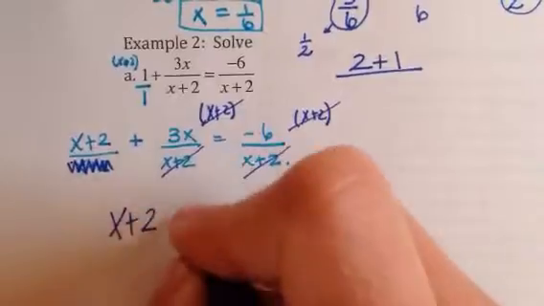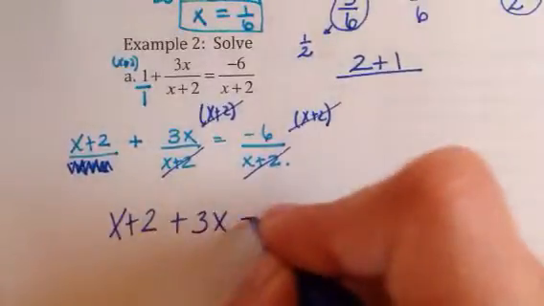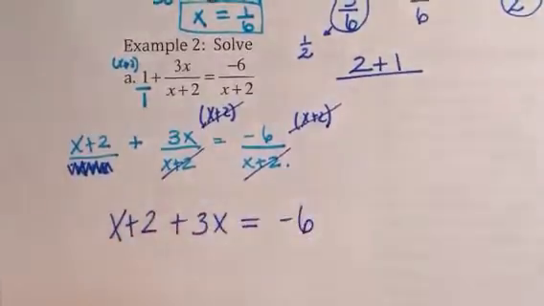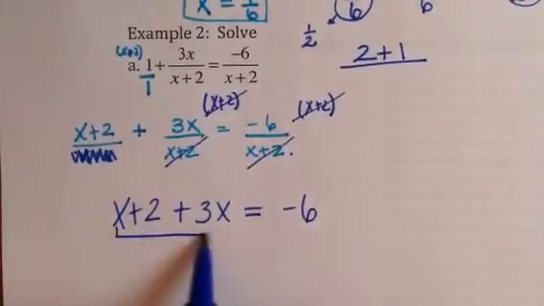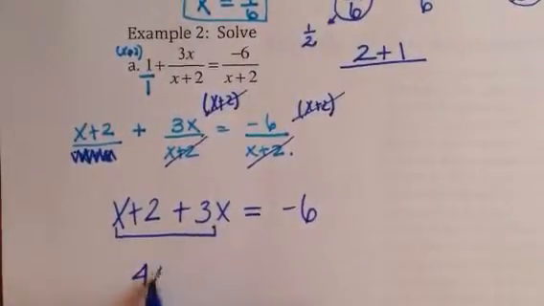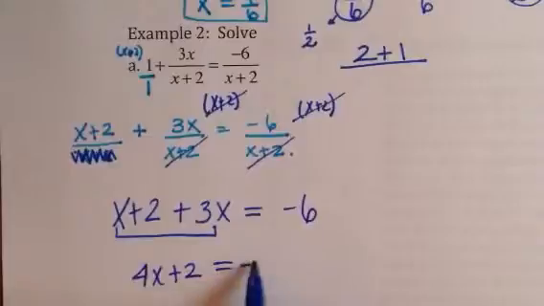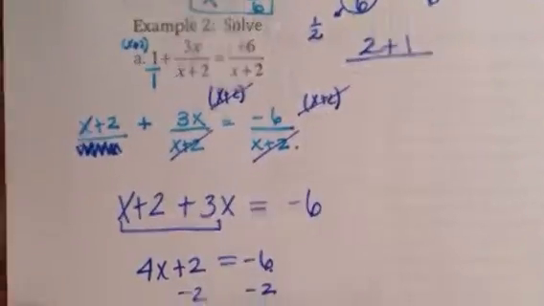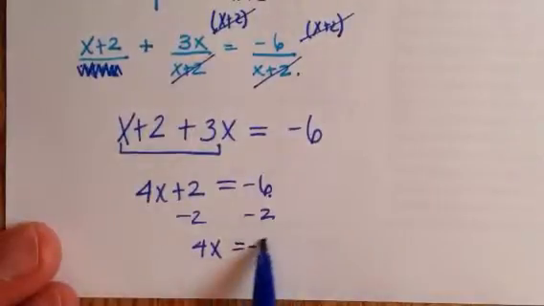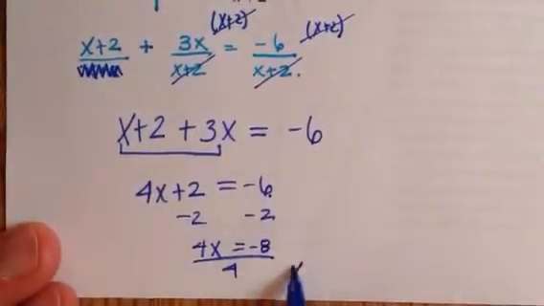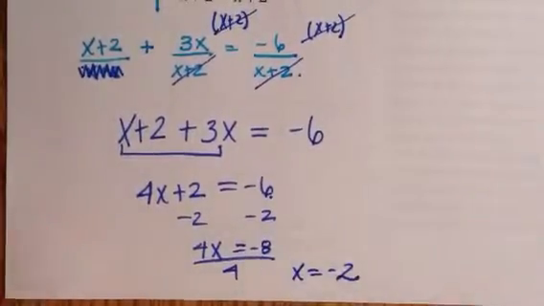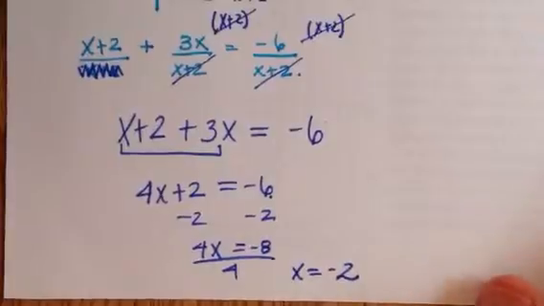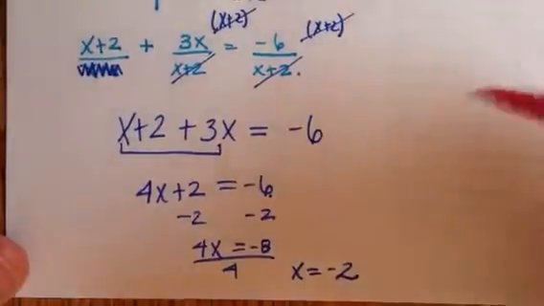So I have x plus 2 plus 3x equaling -6. Combine like terms, x plus 3x is 4x plus 2 equaling -6. I'm going to subtract 2, so 4x will equal -8, divide by 4, x is equal to -2. So again, we changed the equation because we multiplied by the x plus 2. So I need to check it.